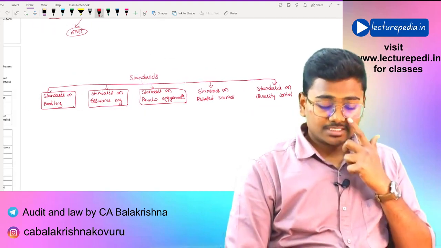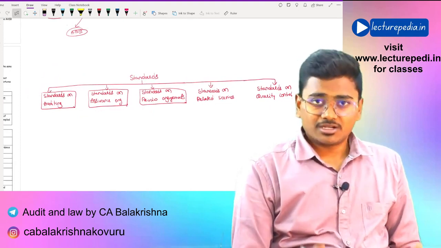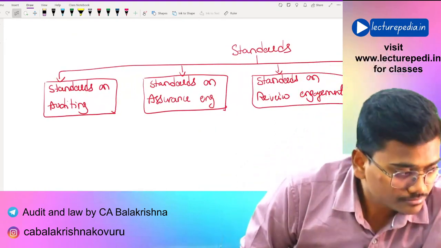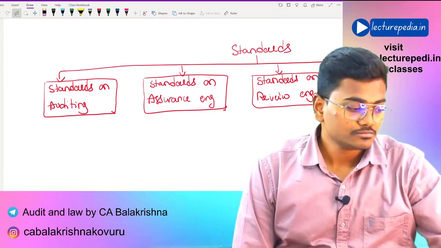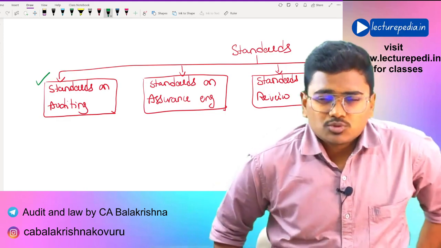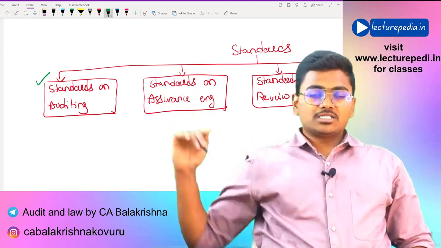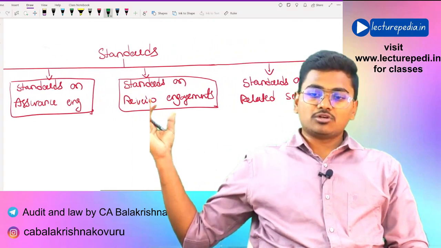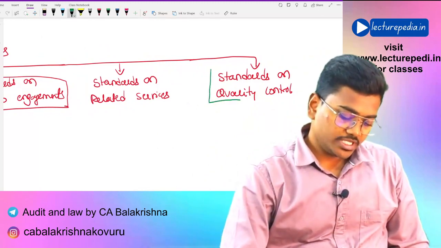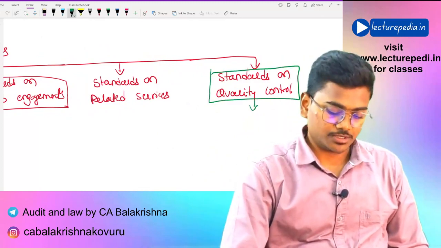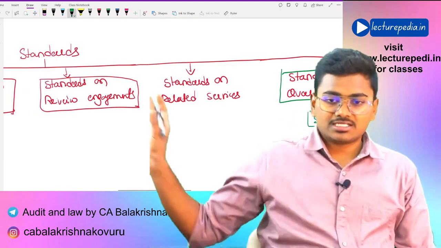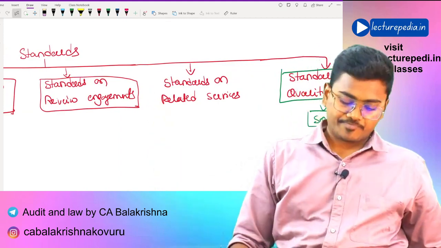These are various types of standards that we have, but in our syllabus we will not be reading all these standards. We will just read standards on auditing. In our syllabus we just have standards on auditing. We don't have standards on assurance engagement, review engagement, or related services. In standard on quality control, we only have SQC 1 in our syllabus, and all the remaining standards we don't have in our syllabus. You need not read them.